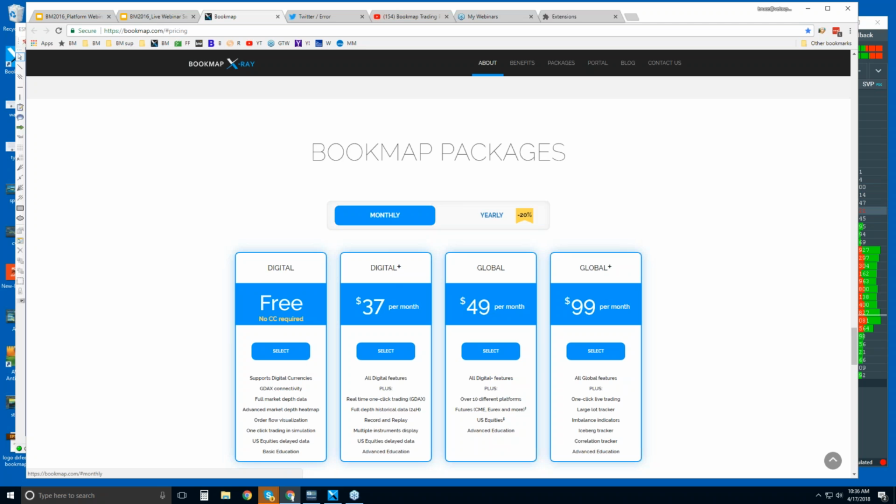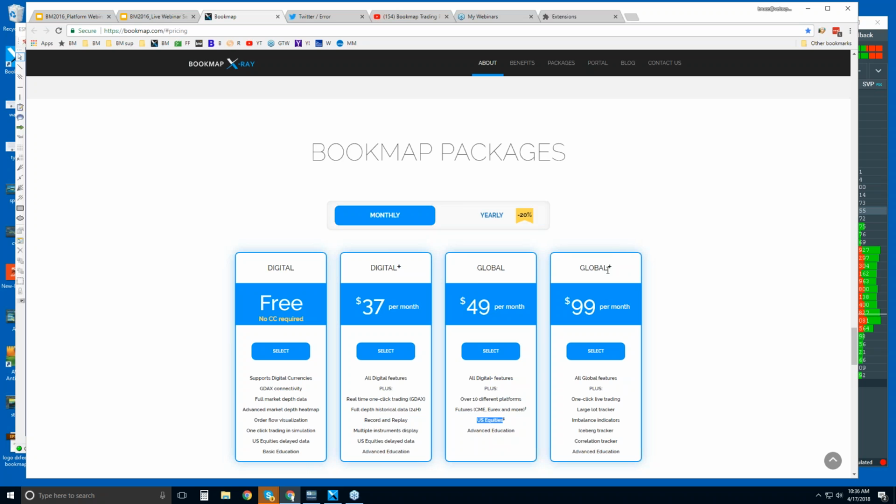The Digital Plus version here, you get the ability to trade right from the Bookmap chart into the GDAX exchange. You can record and replay all of your data and your trading, and you get up to 20 different instruments. You also get the advanced education and full support. Now, the Global version includes everything in Digital Plus, but it also includes the ability to connect to the futures market and the US equities market. But note, you will need to provide the data for it.